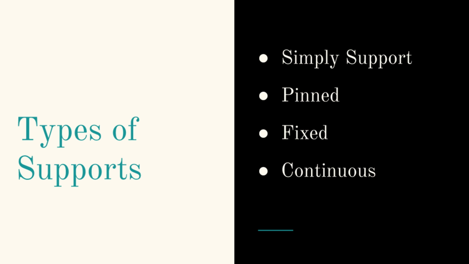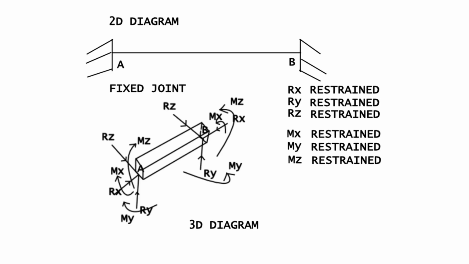Now let us discuss the types of connections, that is, support conditions for joints. So, types of joints for a building structure. A fixed joint: in this joint all the displacements, 3 translational and 3 rotational, are restrained. But in extreme loadings, joints can rotate, causing damage in case of earthquakes, etc.